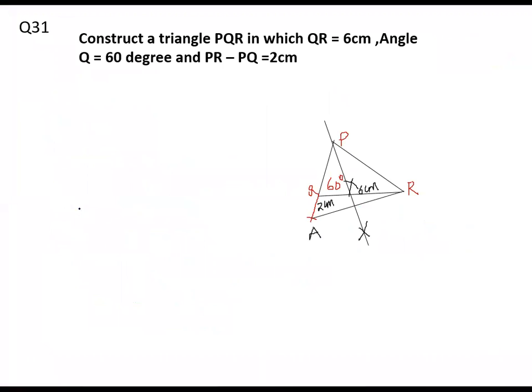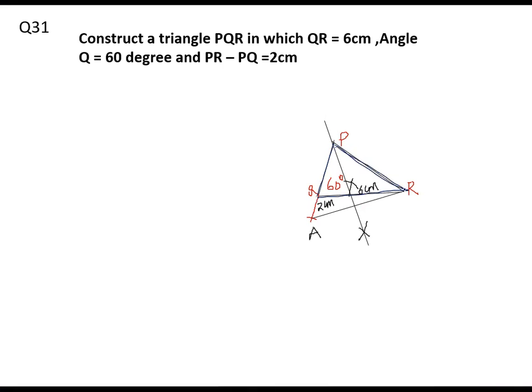Next, coming to question number 31. Construct a triangle PQR. QR is 6 centimeter. Angle Q is 60 degree. PR minus PQ is equal to 2 centimeter. If you analyze this, the figure is given here. If this triangle is PQR, PR is greater.